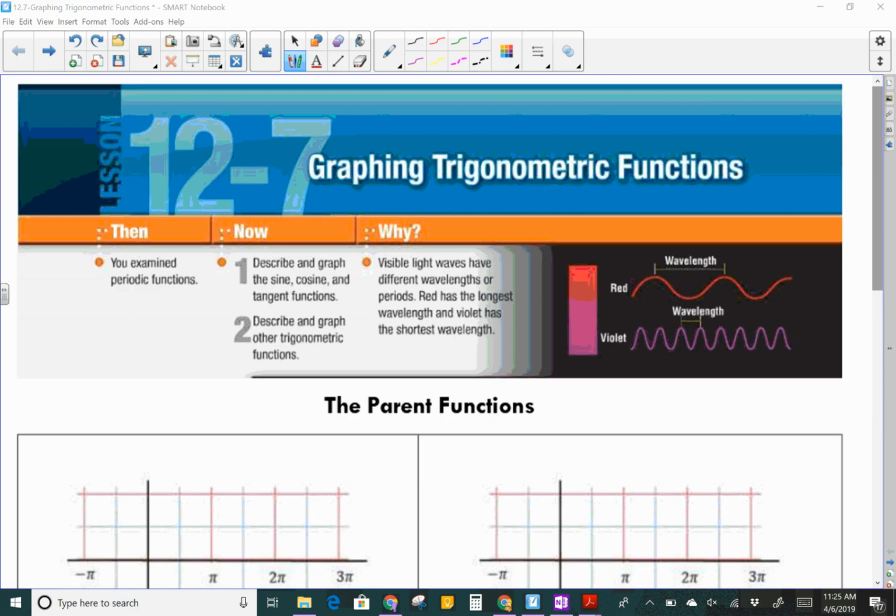Okay, today's video is 12-7, graphing trigonometric functions, and we are going to be going through all 6 of the basic trig functions with very minimal transformations to them. We'll get into more difficult transformations in the next section.